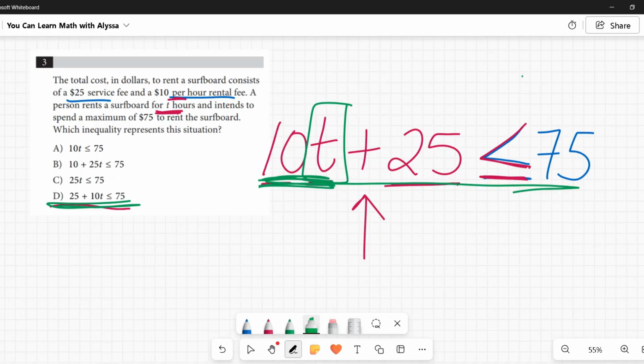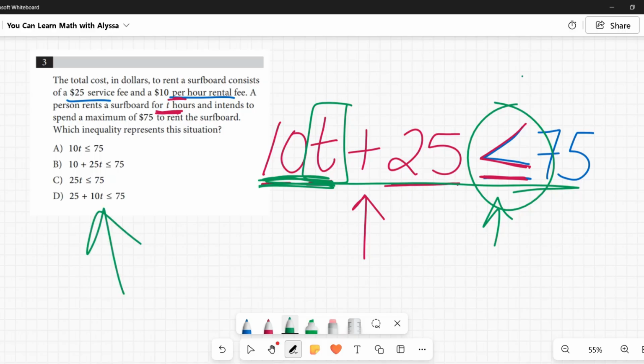There we go. And you'll notice in these answers, all 4 of them are less than or equal to 75. That's not always the case. Sometimes in some of the answers, some will be less than, some will be greater than. So I always go through the process of determining which one it should be. Even if you're watching me and you're like, Alyssa, why are you going through the process of less than or equal to? It's clearly less than or equal to because all 4 of them have it. Yeah, but sometimes they're not so nice. So our answer, 10t plus 25 is less than or equal to 75, which is the same as 25 plus 10t is less than or equal to 75. D, that is my answer.